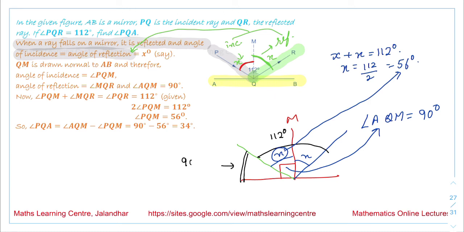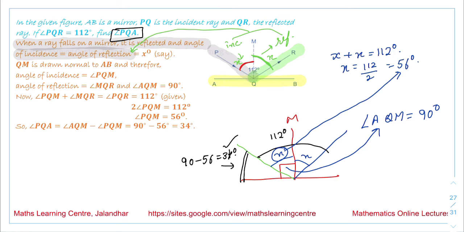This is 90 minus 56, which is equal to 34 degrees. So this angle will be 34 degrees, and this is what we have to find. It is angle PQA we have to find, and its value is 34 degrees.